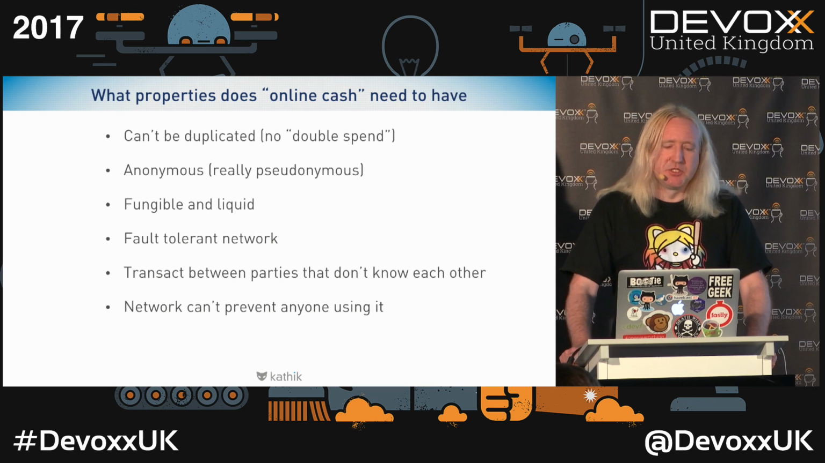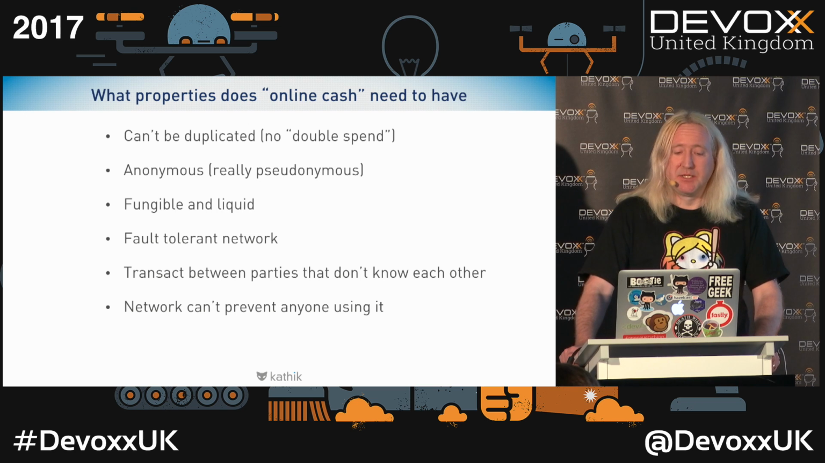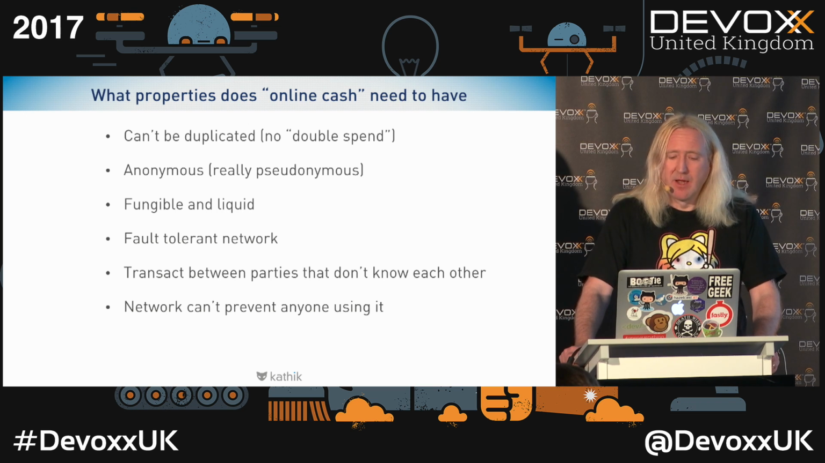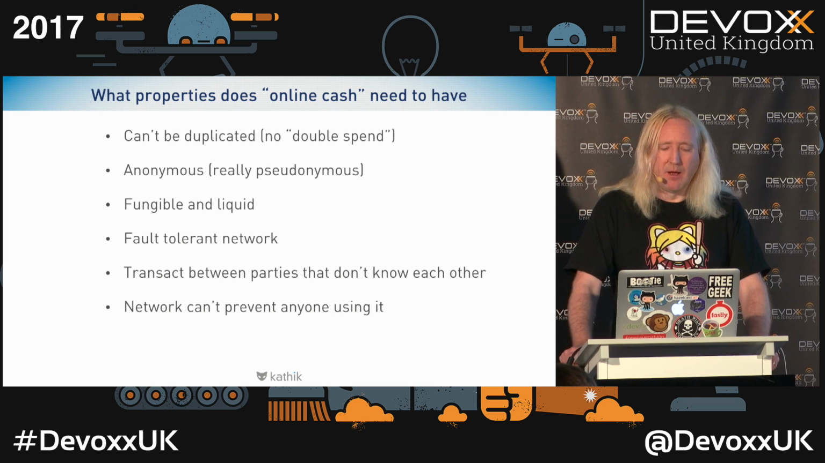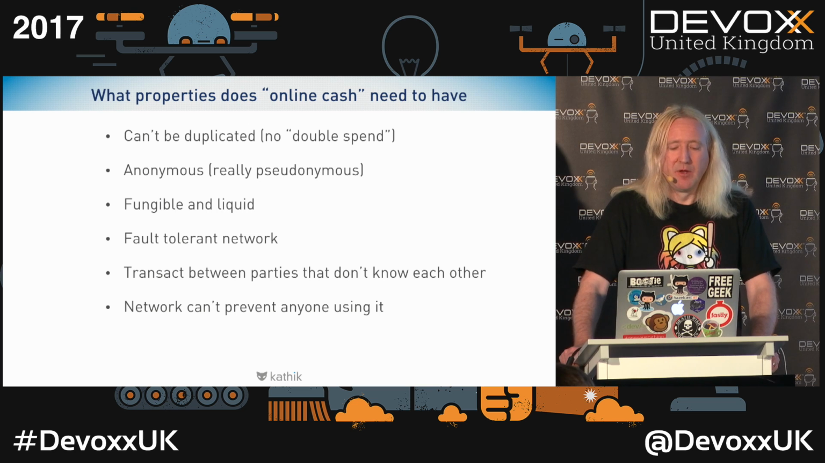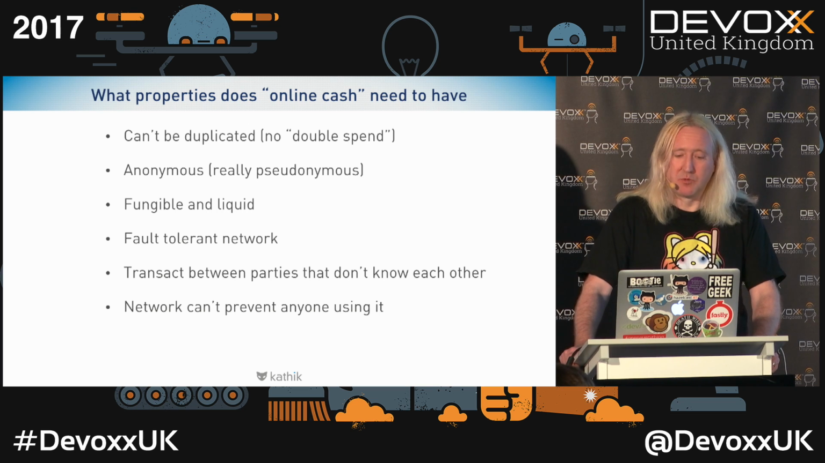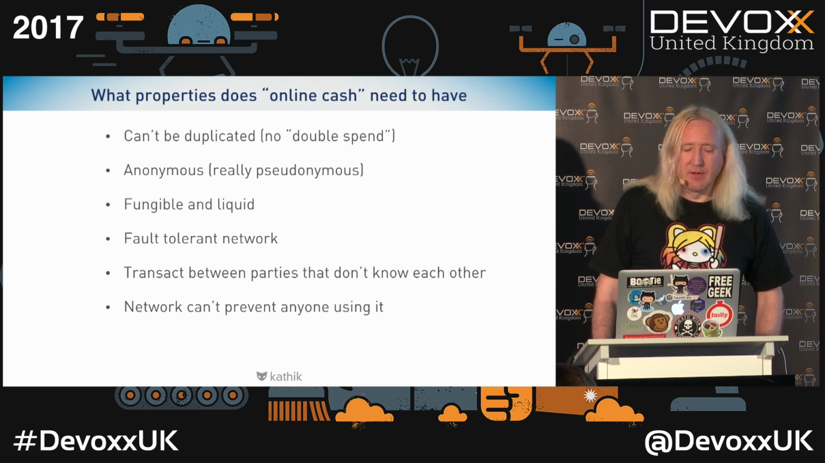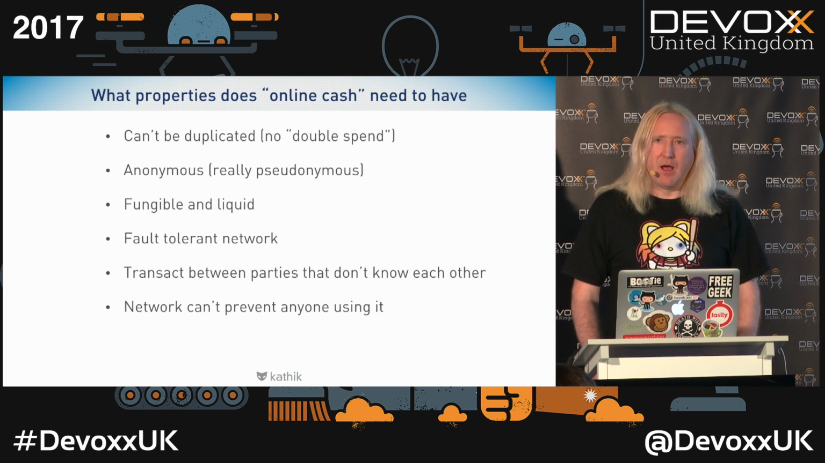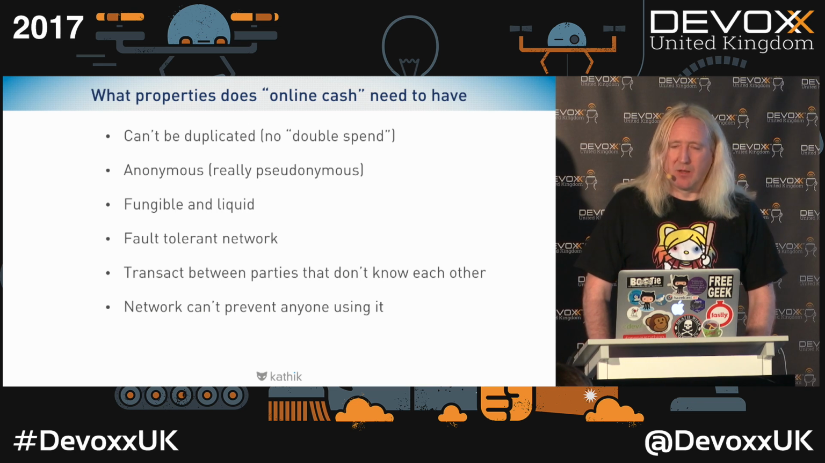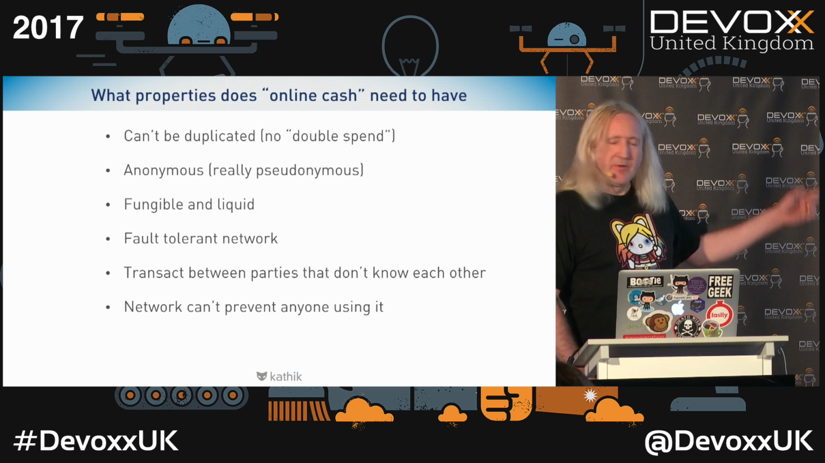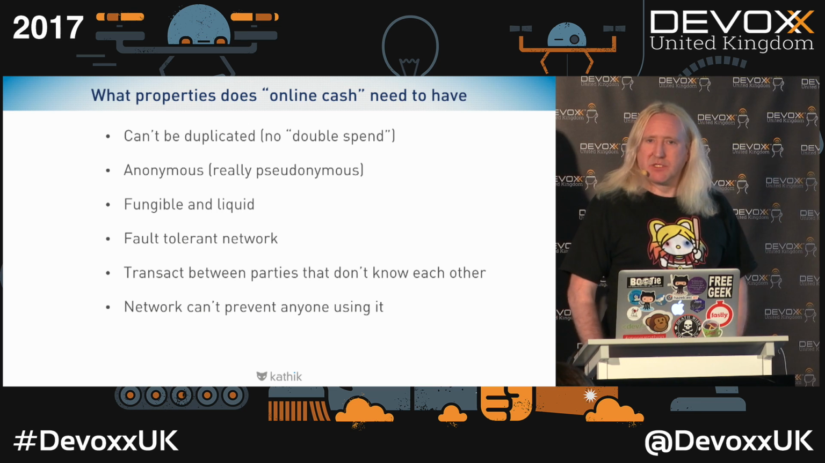And transactions potentially even at a distance between parties that don't know each other and who may not trust each other. And that's also an interesting problem to solve. The trustlessness, if you like, of the network would also be important. And finally, the network should be unable to prevent anyone from using it.